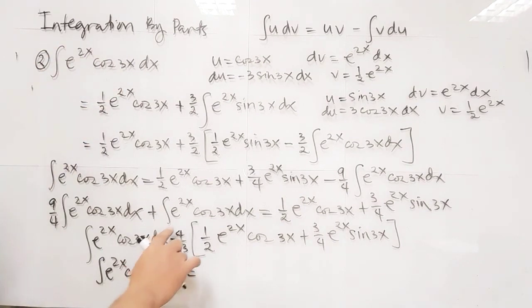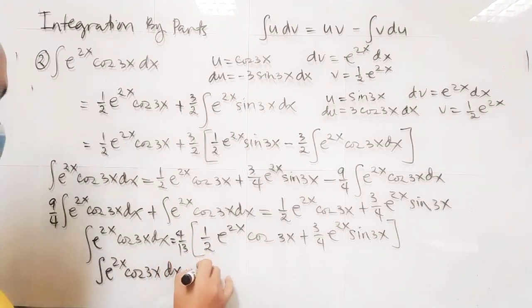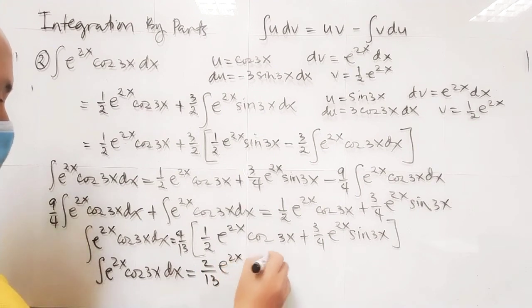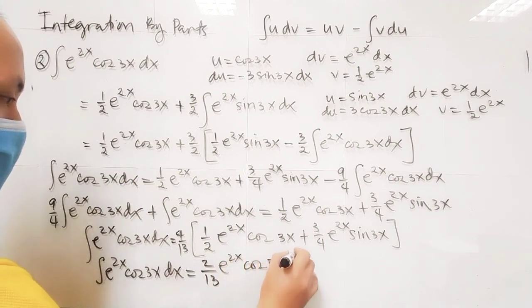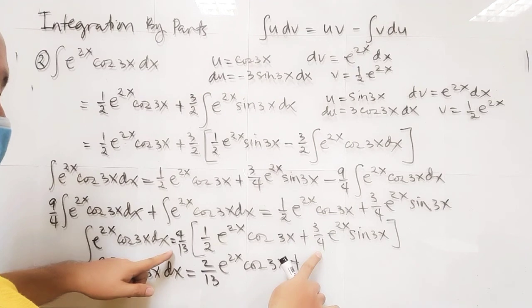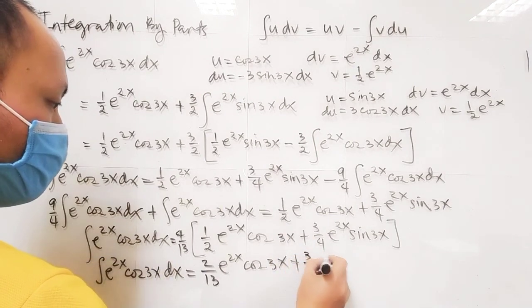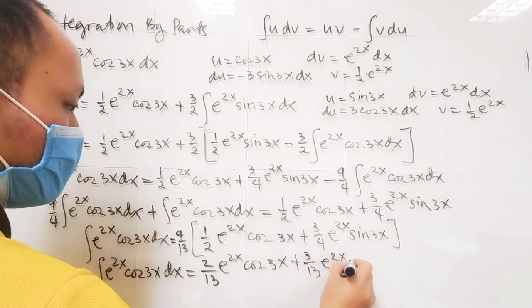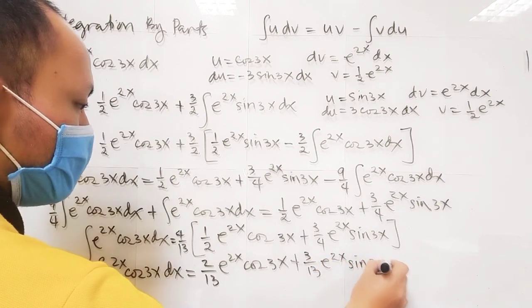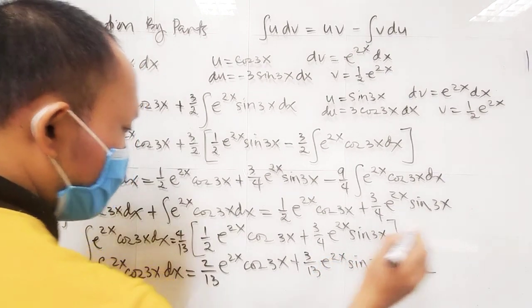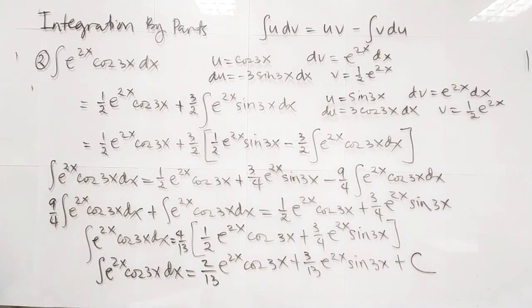Okay, so 4 divided by 2, that is 2/13 e 2x cosine of 3x plus this one multiplied, the 4 cancels, that becomes 3/13 e 2x sine 3x plus c. That will be our final answer.